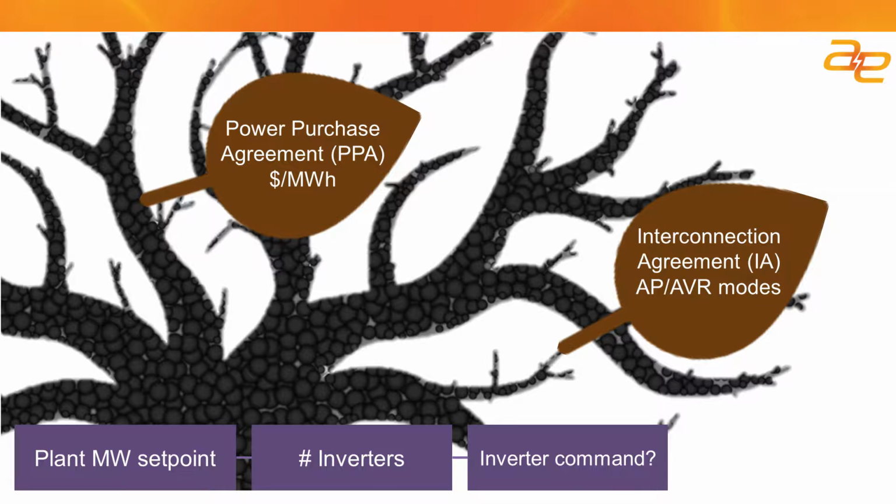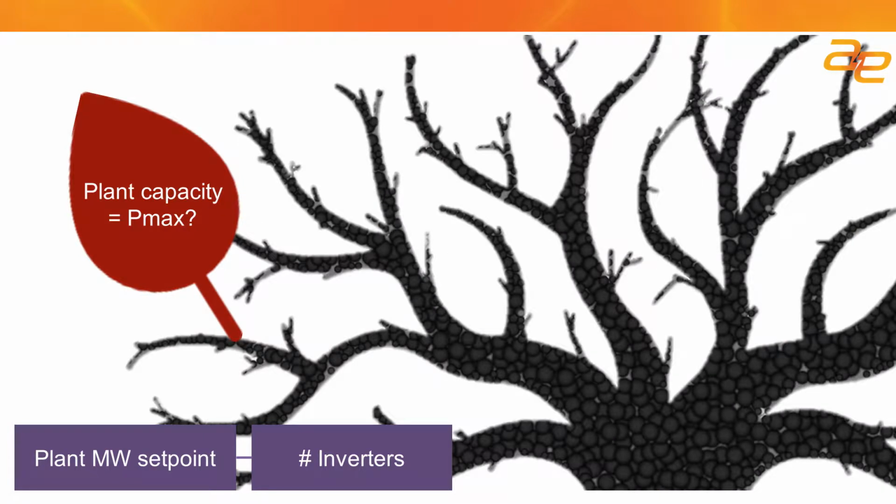So here's a walk through some of the other ideas. The red leaves represent the things that need to be considered in every solar project when you're doing a control system. Is the plant capacity the same as the maximum active power output of all the inverters in aggregate? If you have a 100 megawatt site and you have 100 1 megawatt inverters, then you can't exceed 100 megawatts.